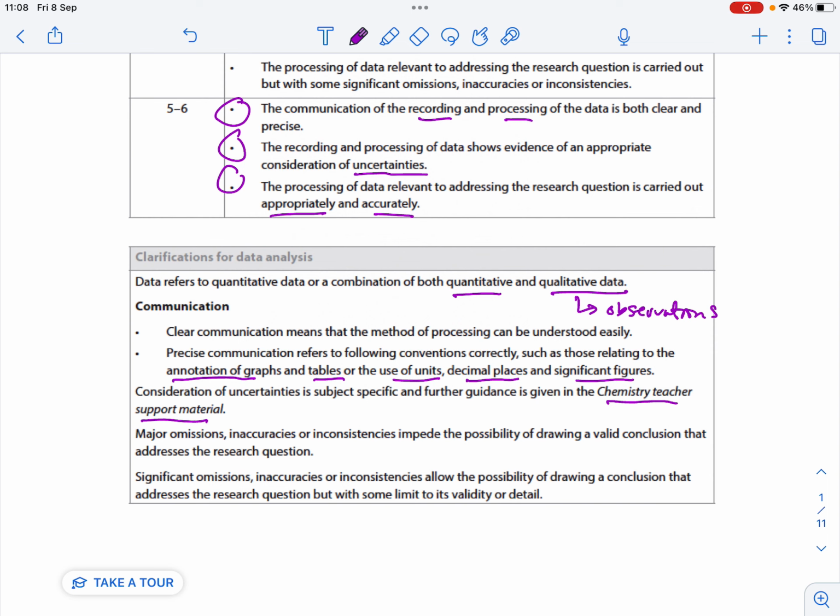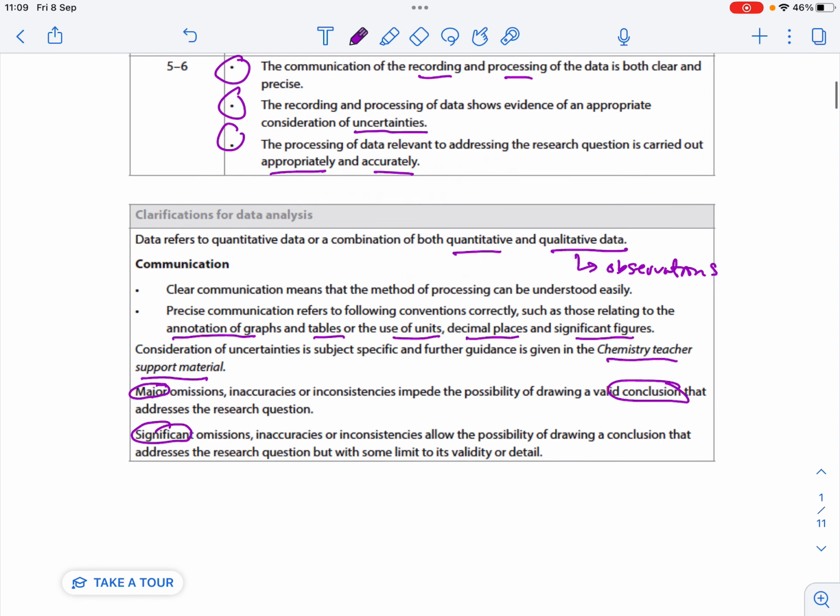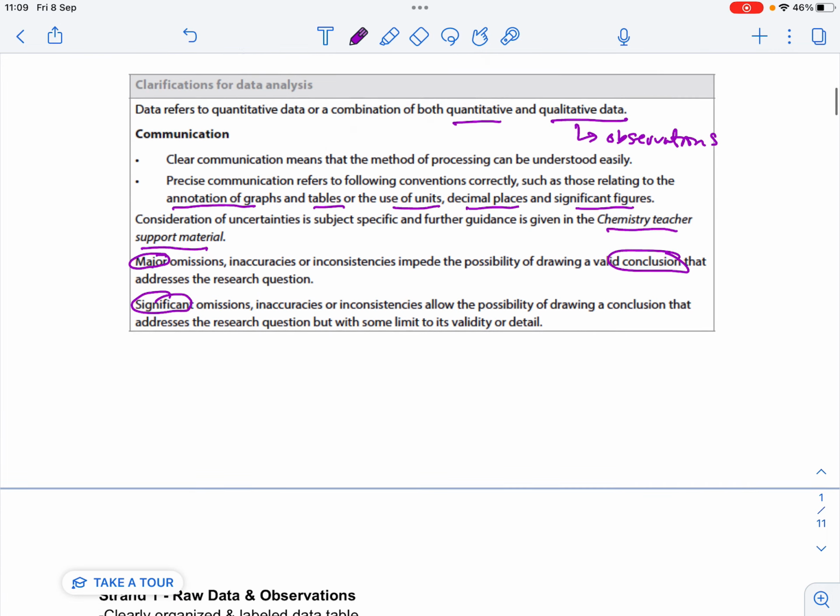Major omissions, inaccuracies, or inconsistencies impede the possibility of drawing a valid conclusion that addresses the research question. The conclusion is in the next criterion, but they're mentioning it now: obviously if you leave things out or make major mistakes, it'll be really hard to draw a valid conclusion. Significant omissions, inaccuracies, or inconsistencies allow the possibility of drawing a conclusion, but with some limit to its validity or detail. So major is worse than significant, but either way, if you're leaving things out or making mistakes, it's going to make it hard to do a good job in the next section of the lab.